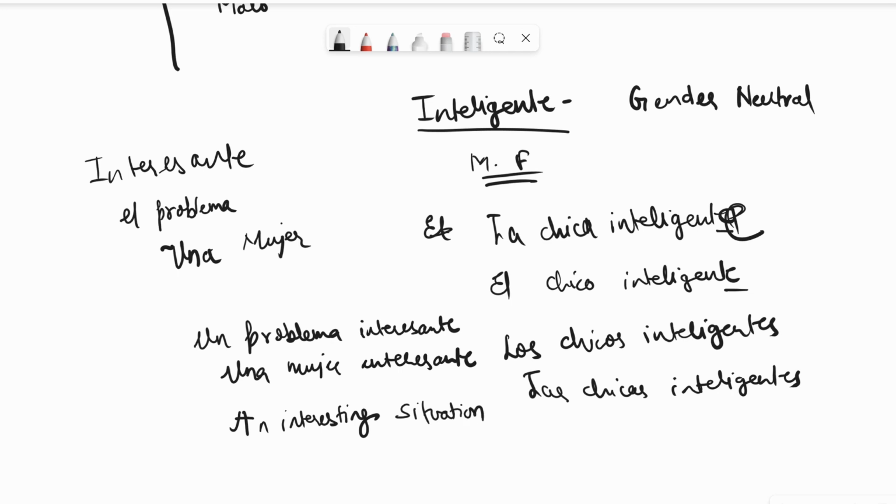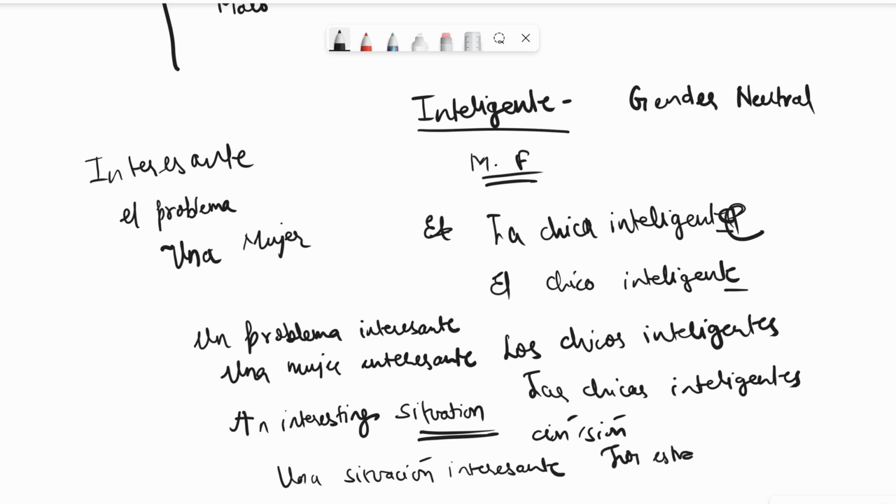situation. Now, we already know the nouns that end in sión are feminine. Situation in Spanish is situación. So it will be una situación interesante. Now, if I wanted to say the interesting students, los estudiantes interesantes.